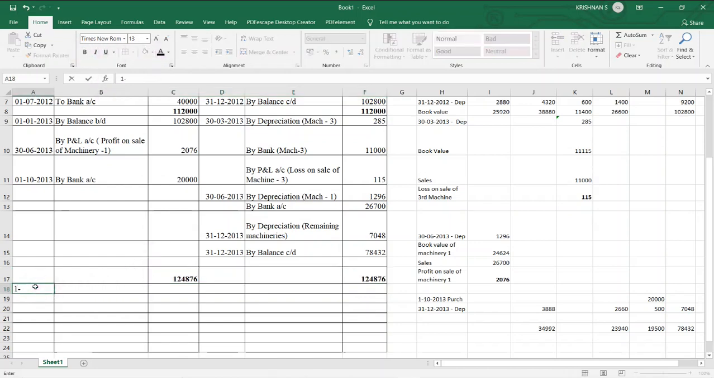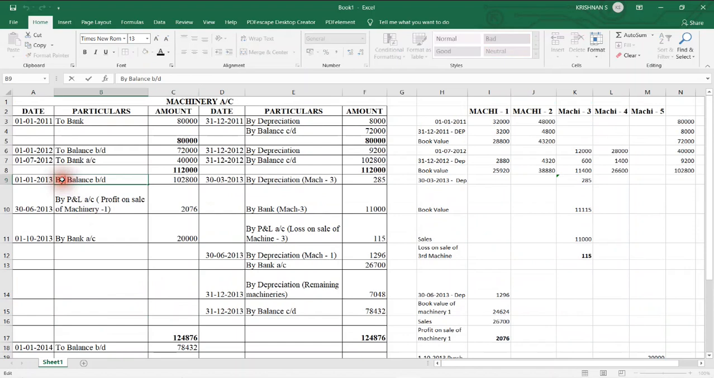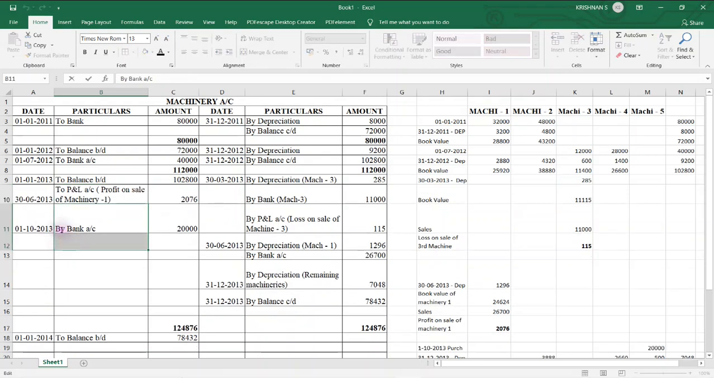Then on 1/1/2014, to balance BD 78,432. Sorry students, I wrongly mentioned it as by. Here we need to use to. Here also it's a to profit and loss account. Here also it's a to.